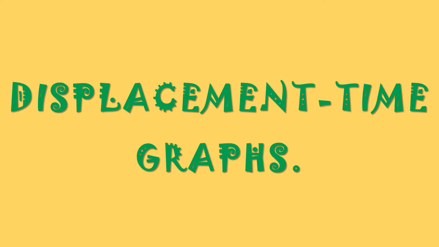This lesson is about displacement time graphs. A displacement time graph is a graph in which displacement is plotted on the y-axis and time on the x-axis. We are going to introduce ourselves by discussing two terms, that is distance and displacement.